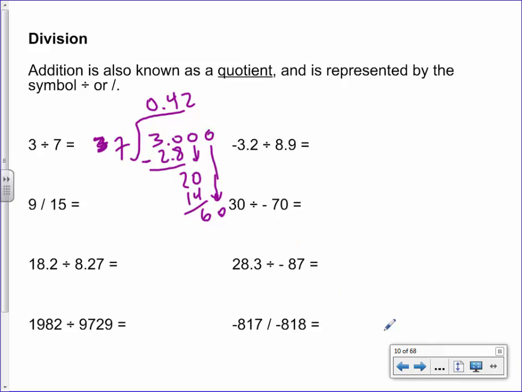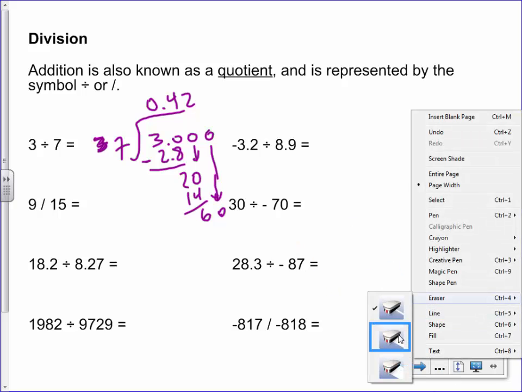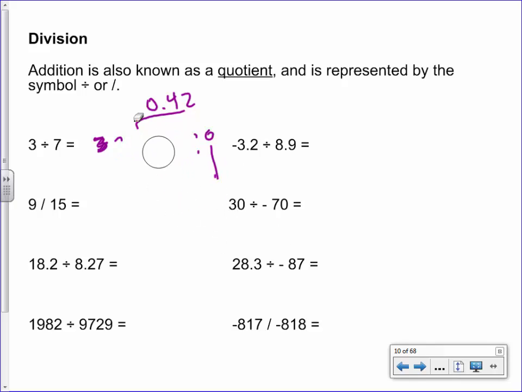I lost you on that, eh? Alright, let me try it again then. Because it probably has been years since you've done this, right? I don't think I've ever done it. So, 3 goes into, no, 7 goes into 3. Go backwards here.